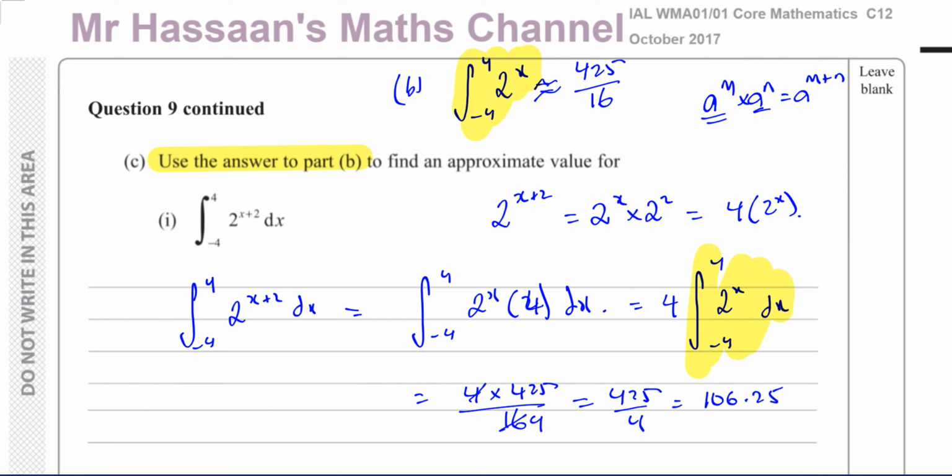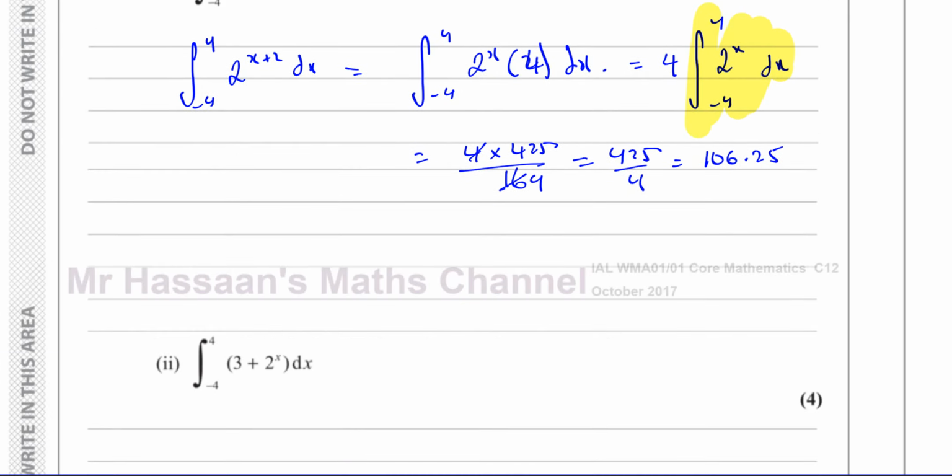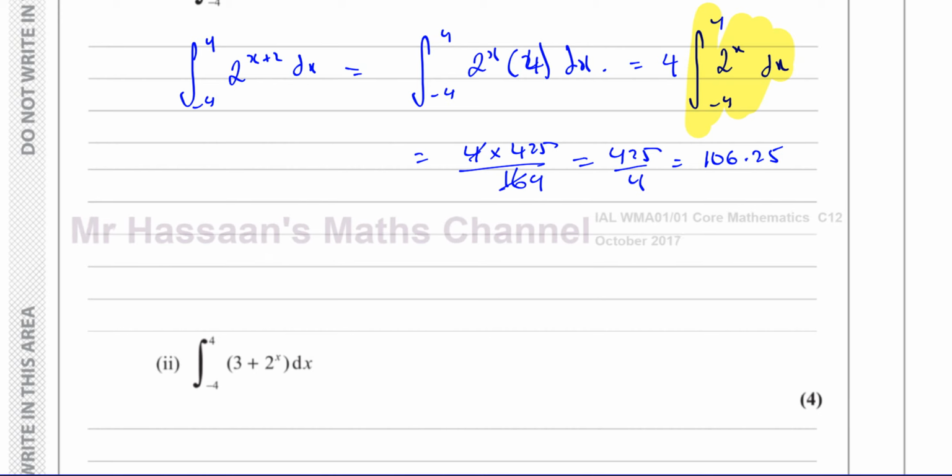We can leave it in the exact form, no problem. It doesn't tell us what to do. We could write it as 106.3. That's fine. It didn't tell us to round it to any particular value, so that's fine. So that's part C. Now I'm going to come back to part C and show you something different at the end of this little section, but we're going to do part C part 1.